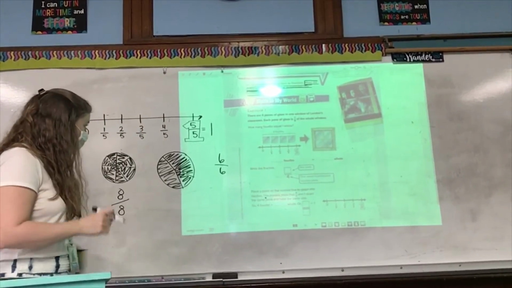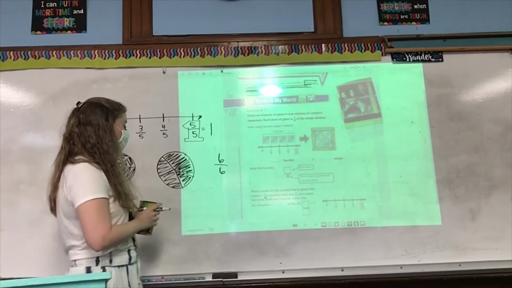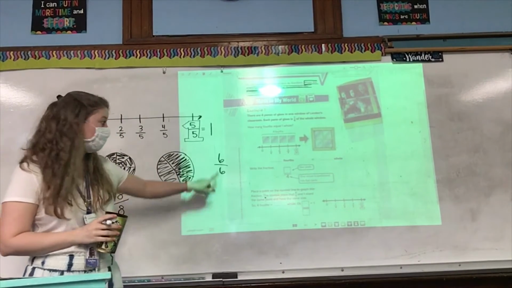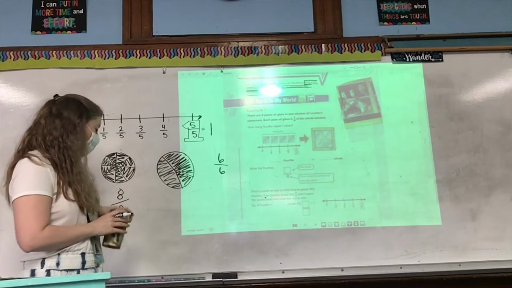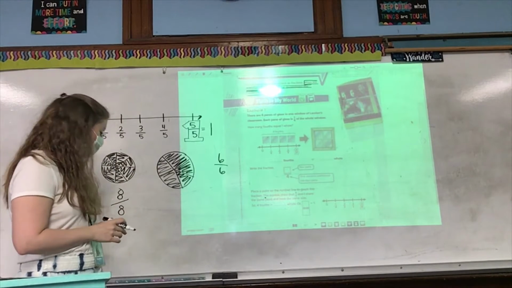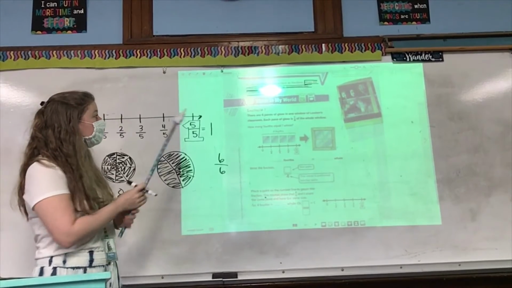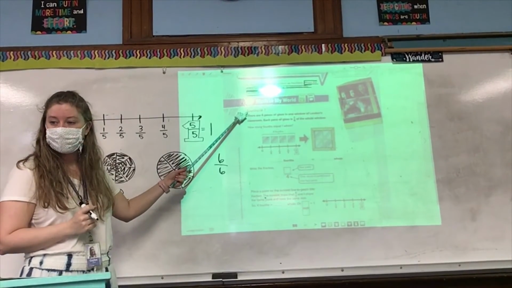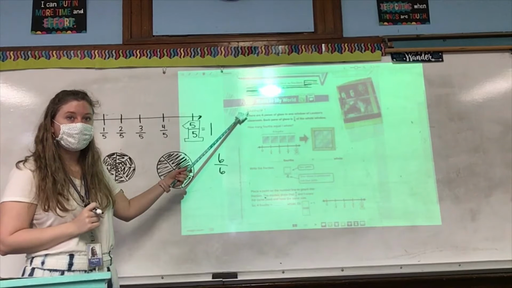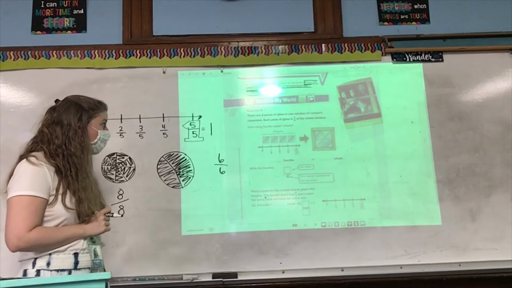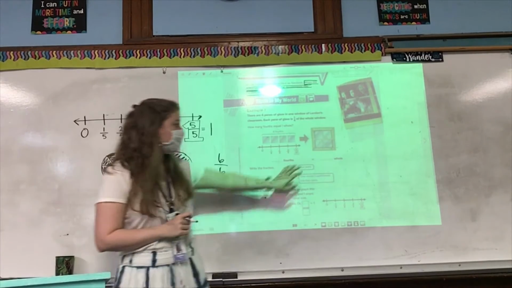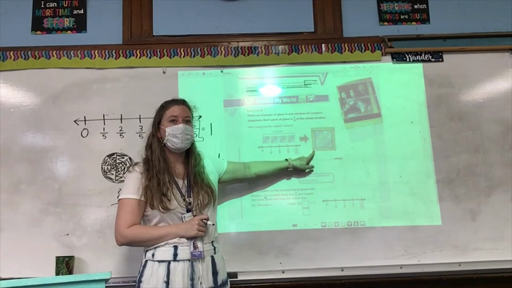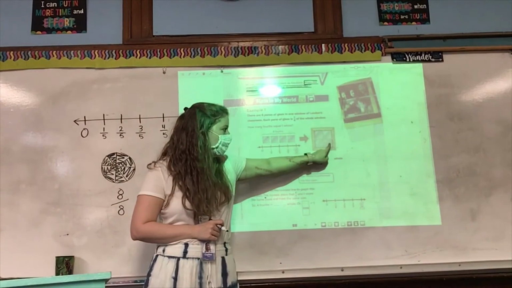Okay, so if the numerator, top number, and the denominator, bottom number, are the same, the fraction equals 1 whole. Everybody, finger or pencil on example 1. And read in your head while I read out loud. There are 4 panes of glass in one window of Landon's classroom. So I'm picturing a window like this. You know, 4 panes, 1, 2, 3, 4.